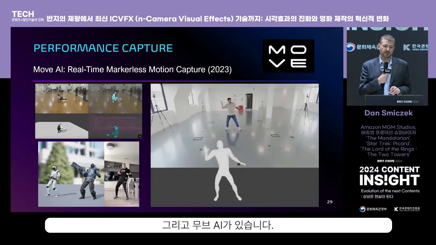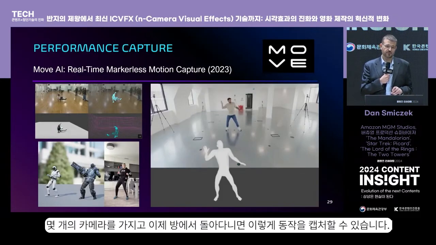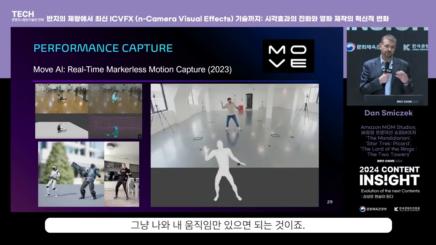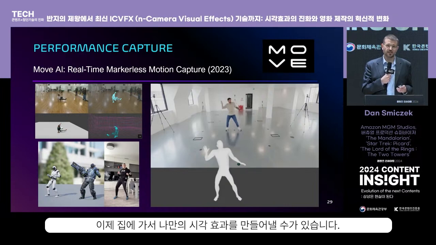There's also Move AI, a real-time markerless mocap system that's starting to become more and more popular. So that's just setting up a few cameras and you walking around your room, and it's capturing your motion capture. No white balls that are going to fall off, nothing like that. It's just you and your movements. So you can see, you can go home today and be creating visual effects, and that's what has made this such an accessible time.